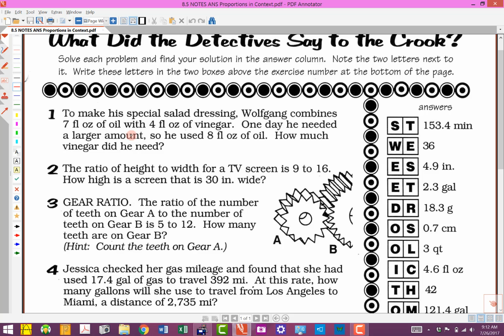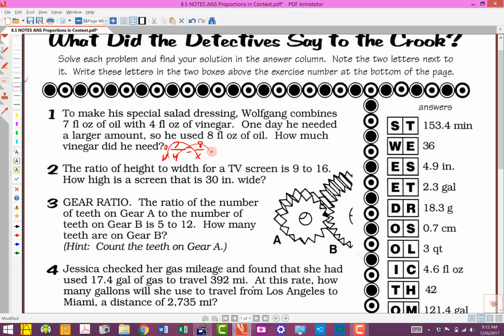So let's use that original part-to-part ratio. His salad dressing is 7 ounces of oil, so I'm going to put an O here and a V here for vinegar. 7 parts oil to 4 parts vinegar. And then it says that he used 8 fluid ounces of oil, so that 8 ounces would go right here. And what we don't know is how much vinegar is going to be used. Now if you want to use X, great. If you want to use V, that's totally fine. But let's go ahead and solve this.